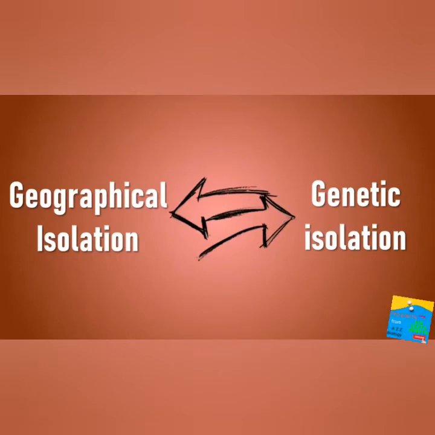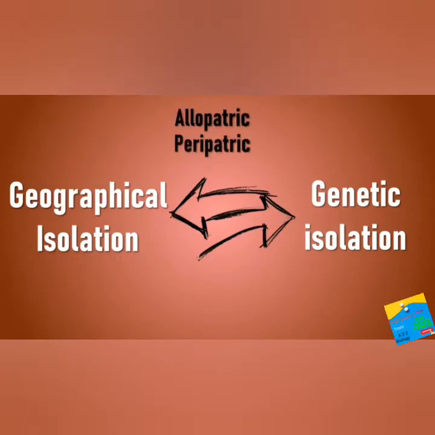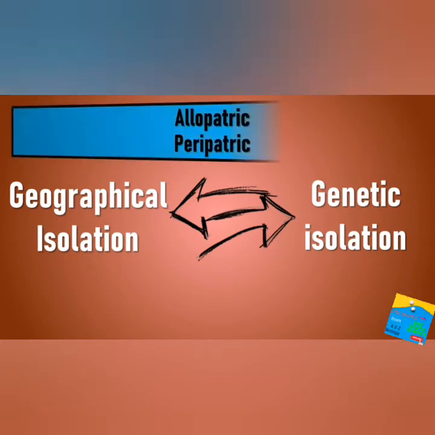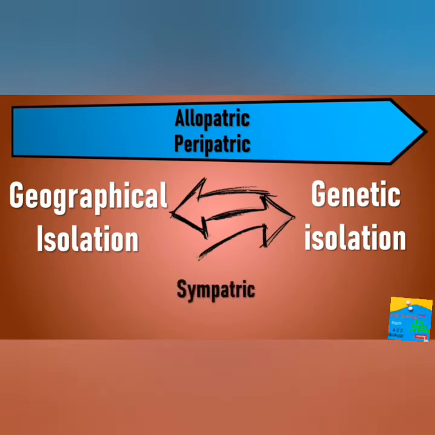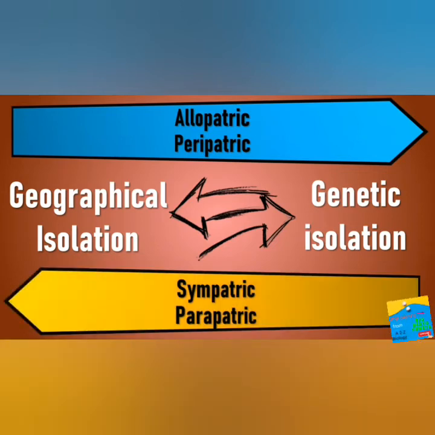In case of allopatric and peripatric speciation, geographical isolation leads to genetic isolation. However, in case of sympatric and parapatric speciation, genetic isolation leads to geographical isolation. We can also say that this is due to the ecological isolation, as the genetic differences change the ecological behavior of the organism. Also, we must note that peripatric and parapatric speciation both occur in a small niche.